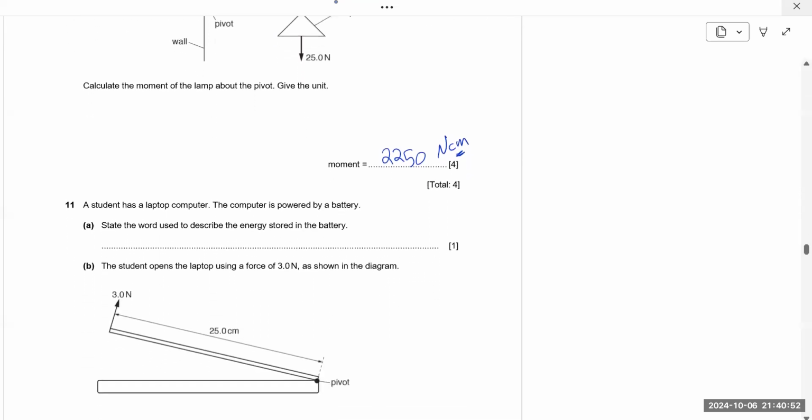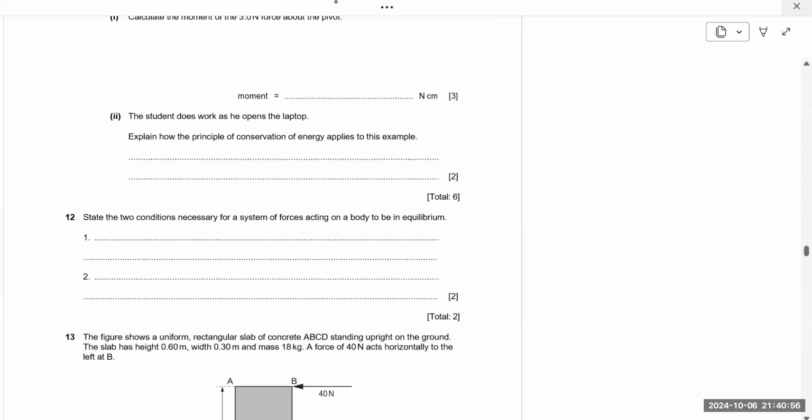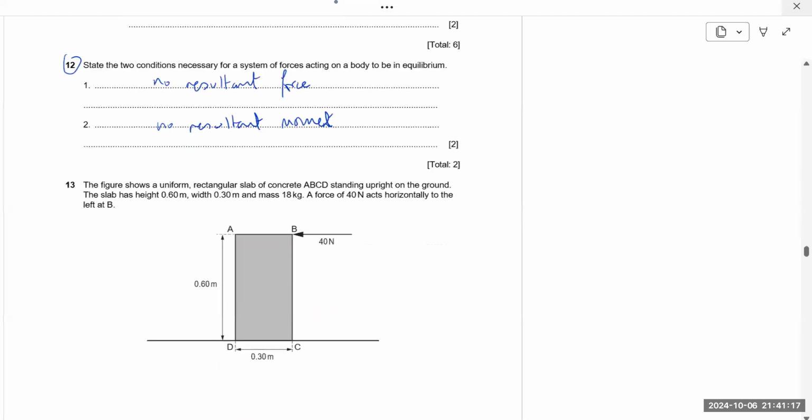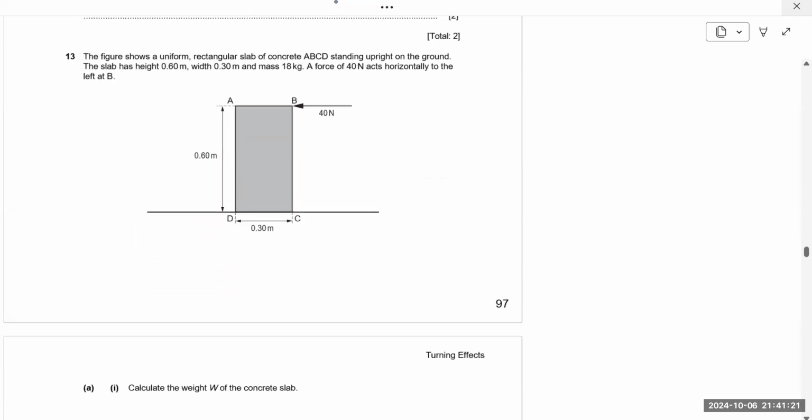أوكي. طيب number 12. State the two conditions necessary for a system of forces acting on a body to be in equilibrium. قلناها كتير قبل كده. No resultant force, no resultant moment. Number 14. Yes, 14.